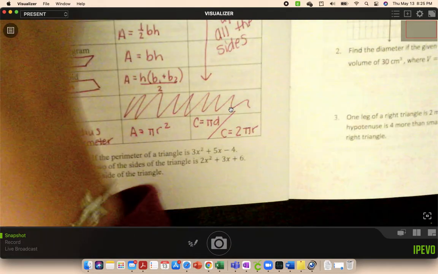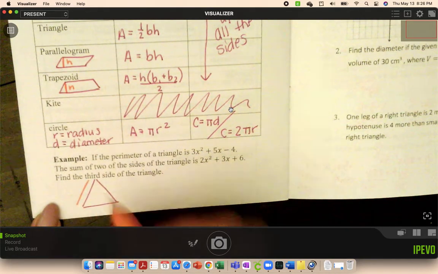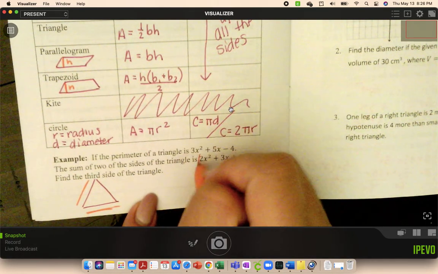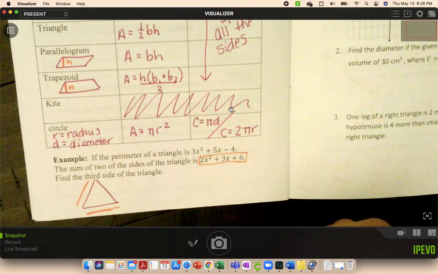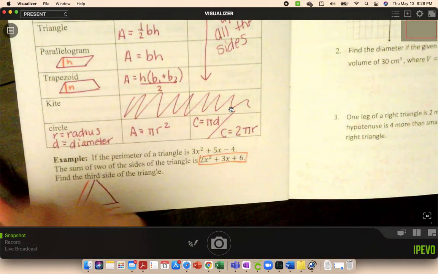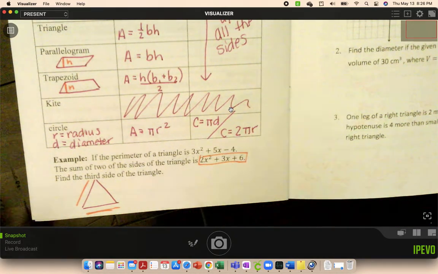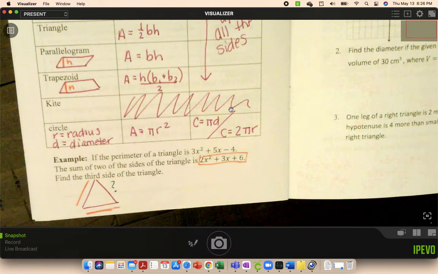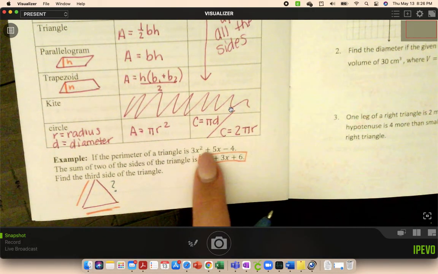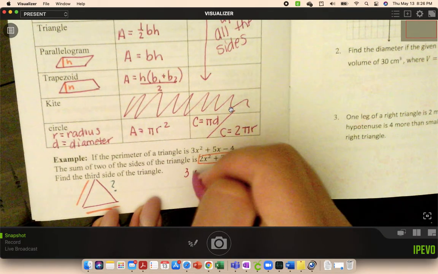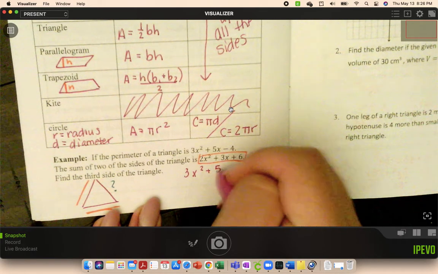we'll go ahead and say, well, this one here and this one here add up to be 2x squared plus 3x plus 6. And I need to figure out what my missing side is. So I don't know this one. This is your total. This is your perimeter. That is all three sides added up. So we're going to go ahead and take the total and subtract out the parts.